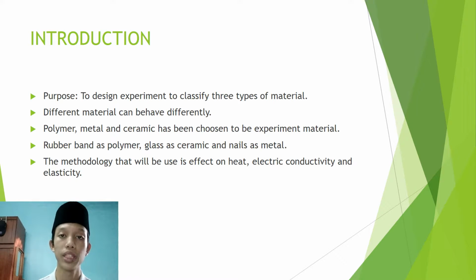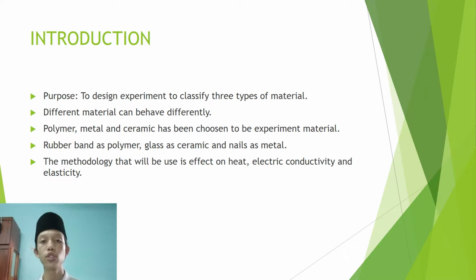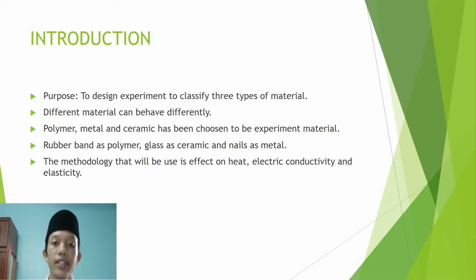their electrical properties. In this assignment, we have chosen polymer, metal, and ceramic to be our experiment materials, and for each type of material, we have chosen a household item: rubber band to be the polymer, glass to be the ceramic, and nails as metal. The methodology that will be used in our assignment is the effect of heat, the electric conductivity, and elasticity of the material.